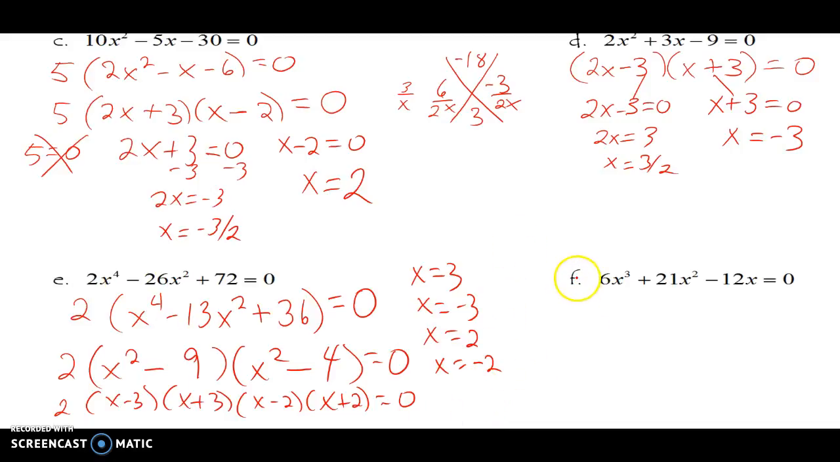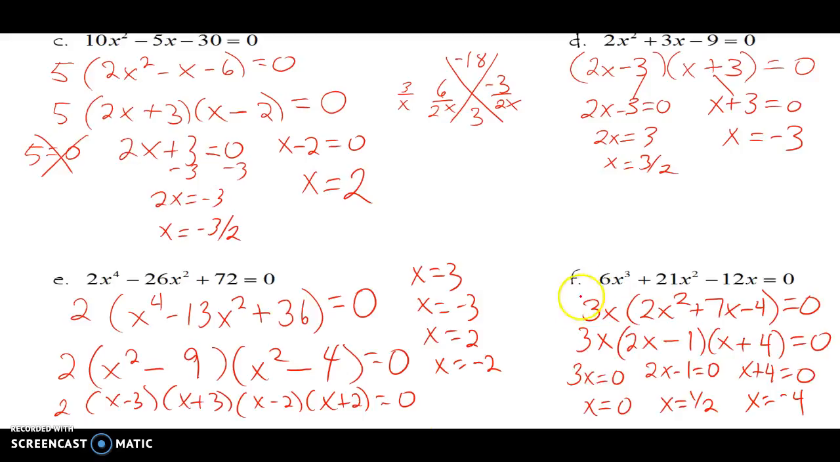All right, I want you guys to try F. You did have a GCF of 3x, and this is the other part of that factor once we take out that GCF. That itself is also factorable into 2x minus 1 and x plus 4. So now we have 3 factors. Set each factor equal to 0. And we do get the 3 expected answers: x equals 0, 1/2, and negative 4.